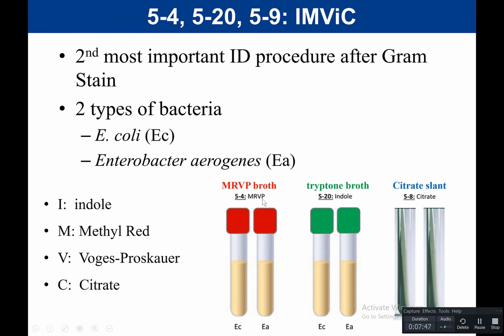So you should know what those different letters stand for. Again, you should know the name of the media. Those will be used on your biochemical sheet. So for both the MR and the VP biochemical sheet, the name of the media would be the MRVP broth. For the indole test, the name of the media would be recorded as being a tryptone broth. That's the name of the media. And for the citrate slant, the name of the media is a citrate slant, or more specifically, you'll see it's called a Simmons citrate agar slant, but citrate slant would work as well.